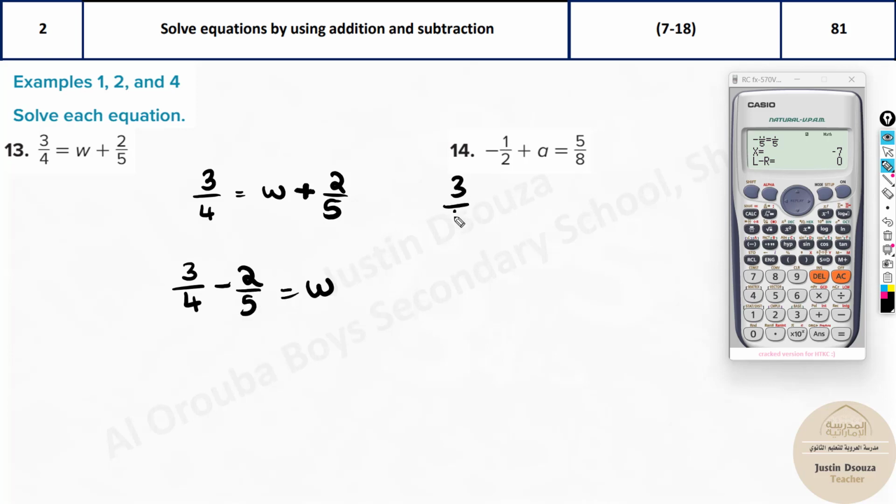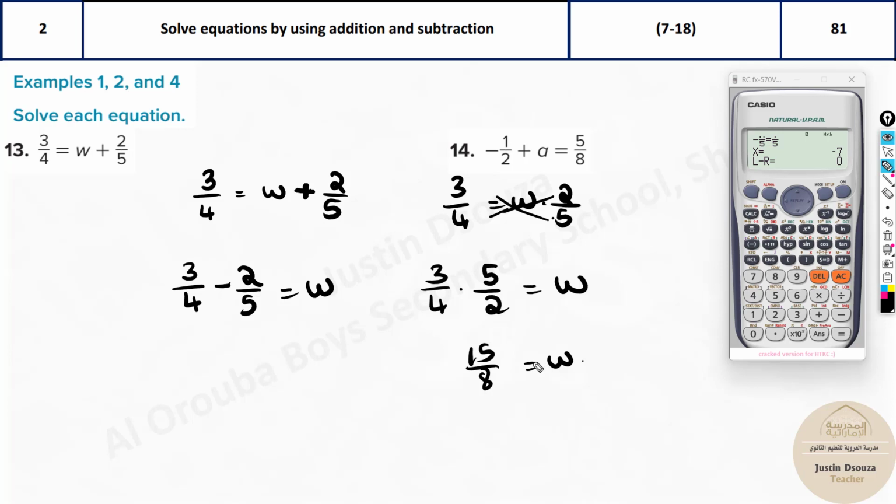Whereas the same type, 3/4 equals w multiplied by 2 by 5, if it was like this, or if it was in brackets, now don't take it to the other side and minus. No, it's not like this. Then it'll be reciprocal. The denominator goes up, numerator goes down. So it'll be 3 by 4 multiplied by 5 by 2, that is equal to w. There's a difference in these both cases. Here you can simplify: 3 times 5 is 15 divided by 8, that is equal to w.